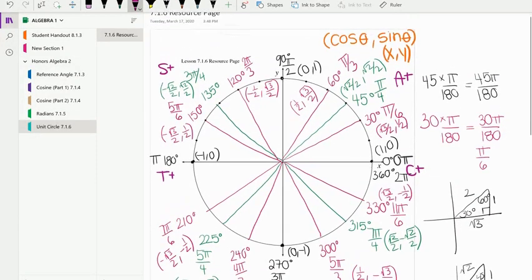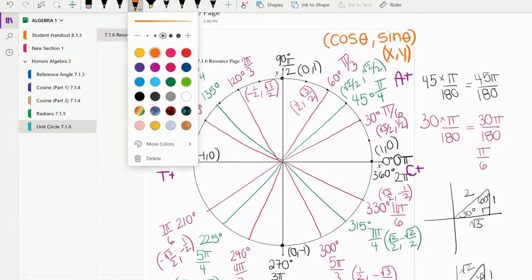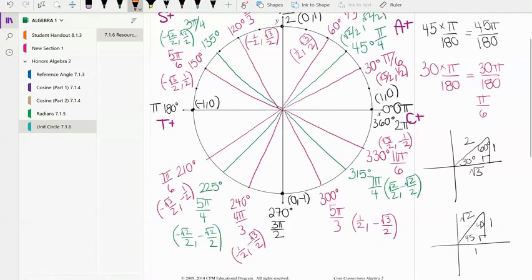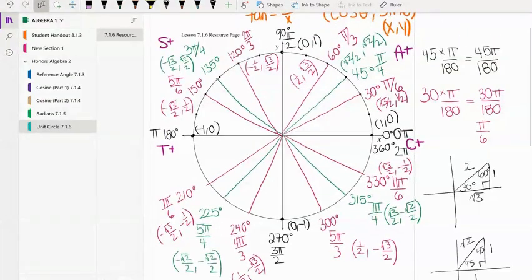And I'm going to write up here, we should have written this, but tangent is y over x, or you can think of it as sine over cosine, because it's opposite over adjacent. So tan is y over x. So tangent is positive there because it is a negative over a negative. And then in quadrant 4, only cosine is positive because the y value is negative. So if the y value is negative, tangent will automatically be negative.